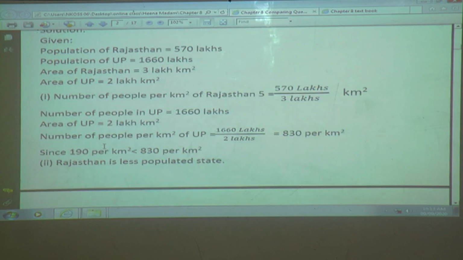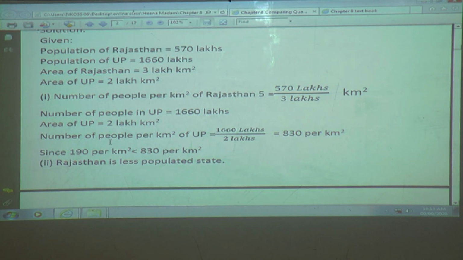So we will write here the number of population per kilometer square of Rajasthan is equal to 570 lakhs upon 3 lakhs. What we have done, we just have to find the population of Rajasthan divided by the area of Rajasthan. So number of people in UP is equal to 1660 lakhs, which we had already jotted down here, and the area of UP is 2 lakh kilometer square.